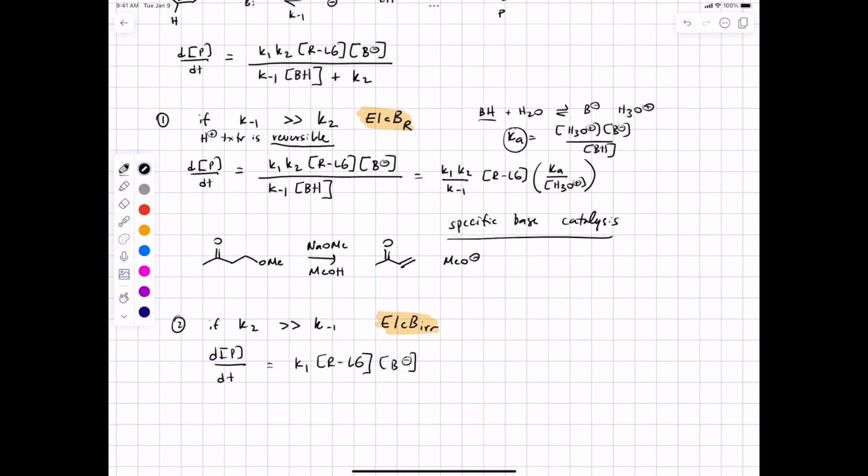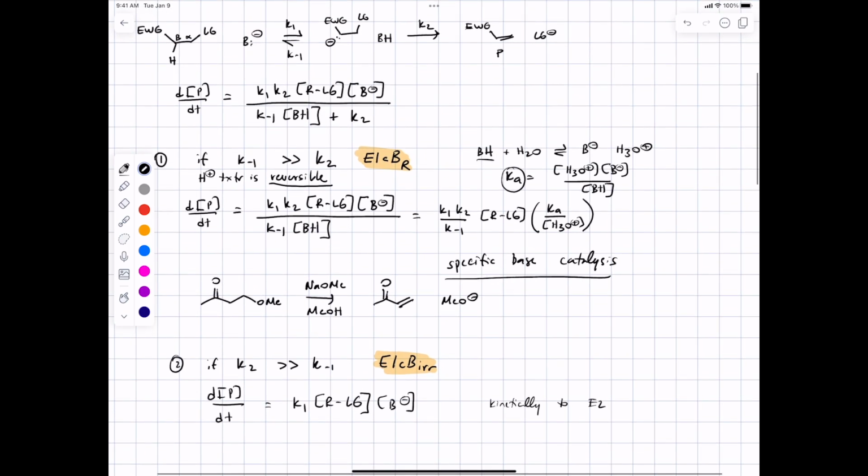And this should be, if you look at that, that's actually kinetically identical to an E2 reaction. So it might be difficult to tell the mechanism under this situation to distinguish it from E2. It's still a two-step mechanism, but the slow step is proton removal. This is the rate determining step in scenario 2, and then K2 is fast.